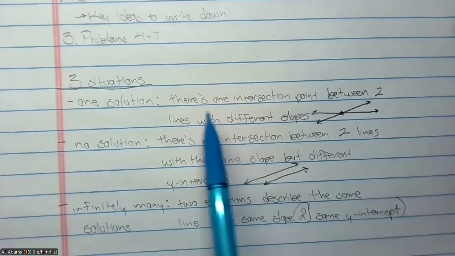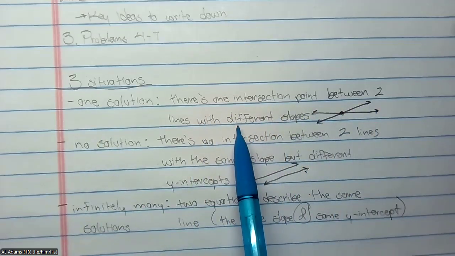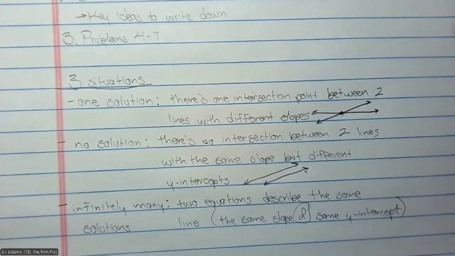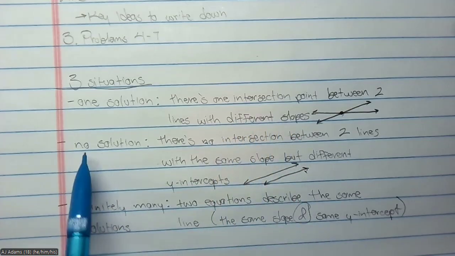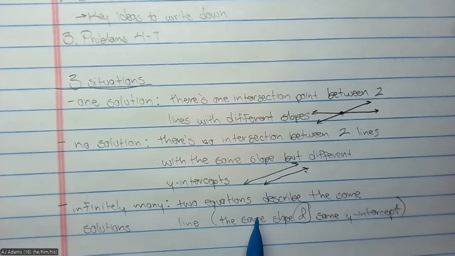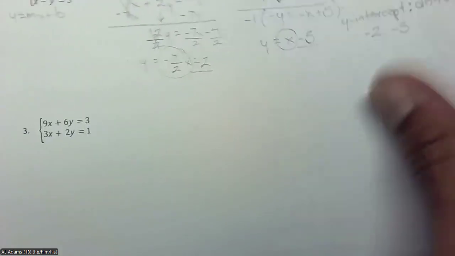For one solution, there's one intersection point between two lines with different slopes. So that's as far as we need to go. This is really the only option for different slopes, because if there's no solution, they're the same slope. If there's infinitely many solutions, they're the same slope. So if you're looking at a system of equations and they have different slopes, you automatically know there's one solution.